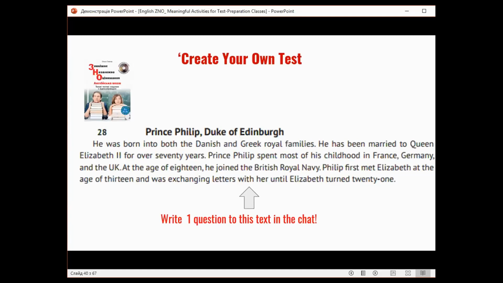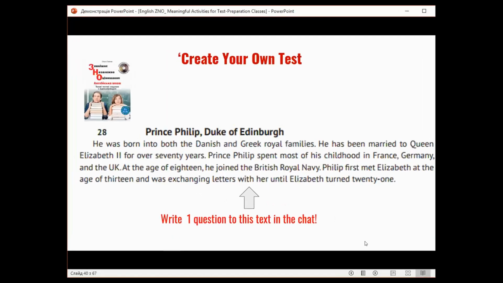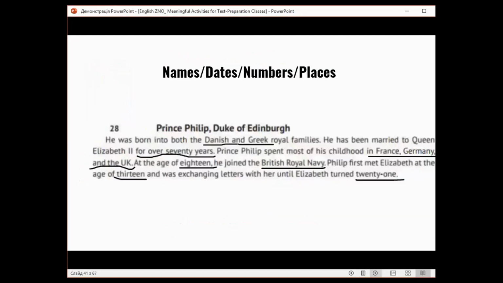Okay, I don't see any questions. Where did he spend his childhood? Okay, maybe when was he born? Good. Yeah, there are many things you can ask about because there are a lot of facts in this text about his life. So, okay, when did Philip meet Elizabeth?